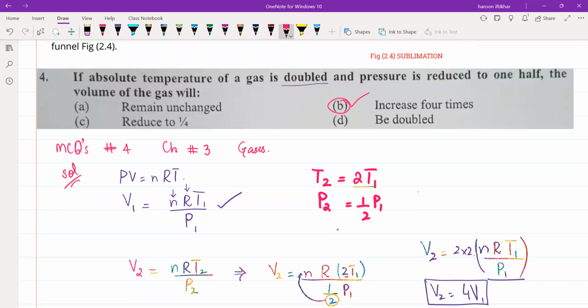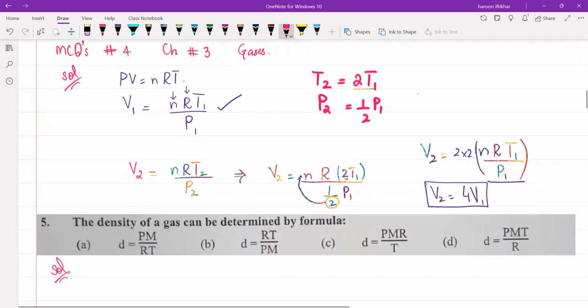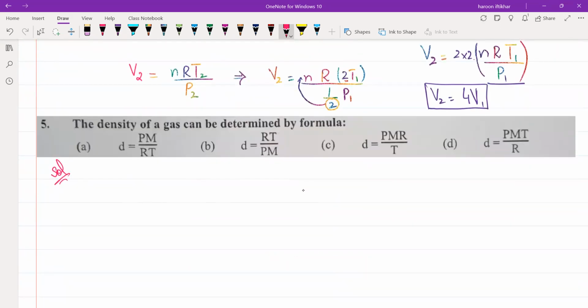So we have some MCQs in board where we have to solve the MCQs. Now this is also the same type of MCQ. But first of all, let's see. The density of the gas can be determined by formula. Now we'll use the formula PV is equal to nRT. Now, number of moles is actually equal to given mass divided by molecular mass. So we can put the value here. PV is equal to given mass divided by molecular mass into RT.